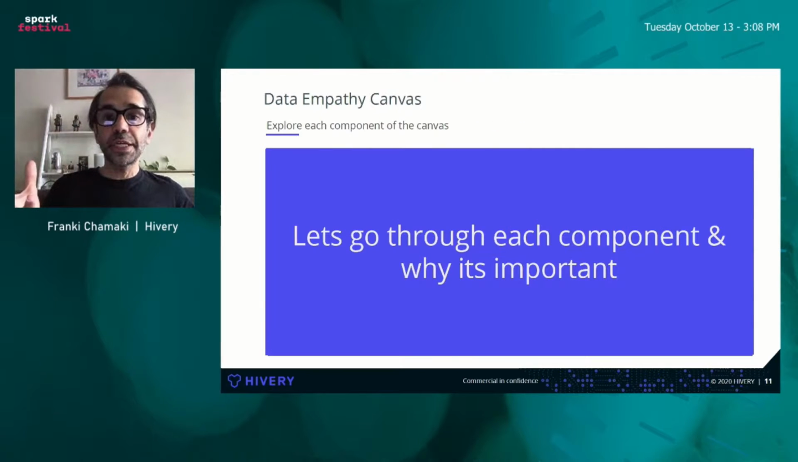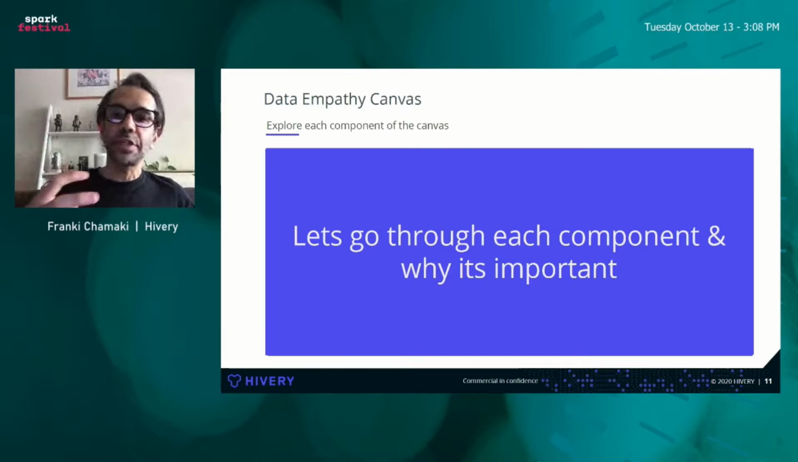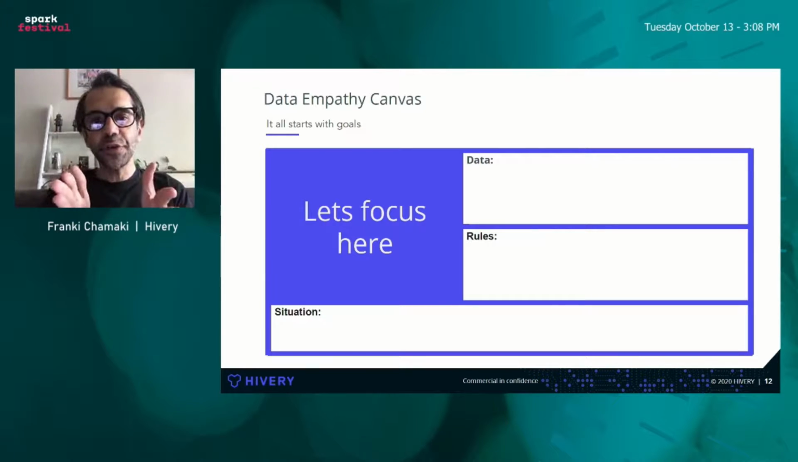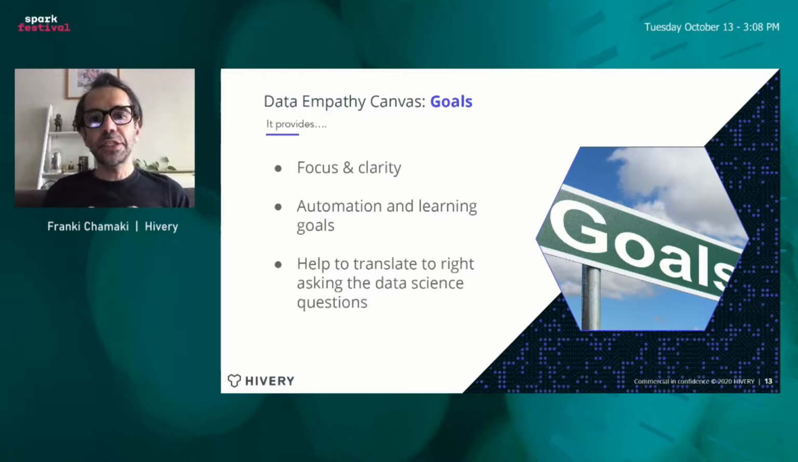What I want to do is dive into each of the components so you get an understanding of how a data empathy canvas can be used in your own initiatives, in your organizations, across whatever industries you're working in. So let's focus on goals, because like I said, it all starts with goals. So let's dive into this.